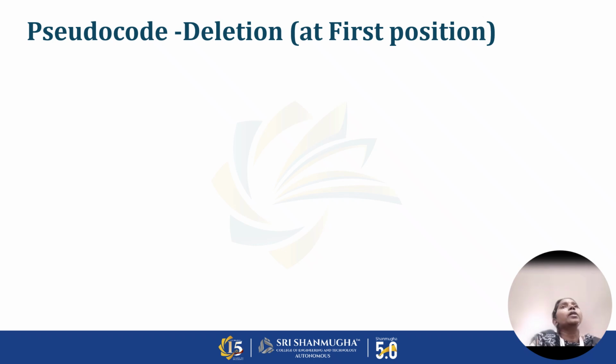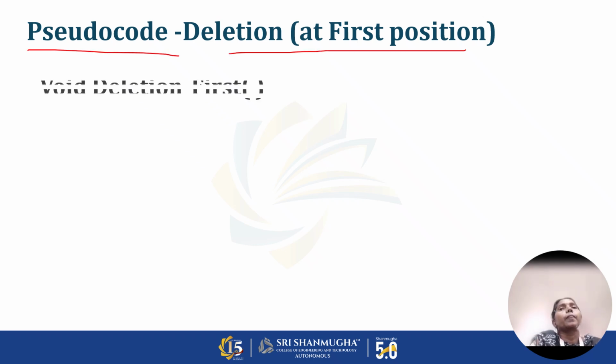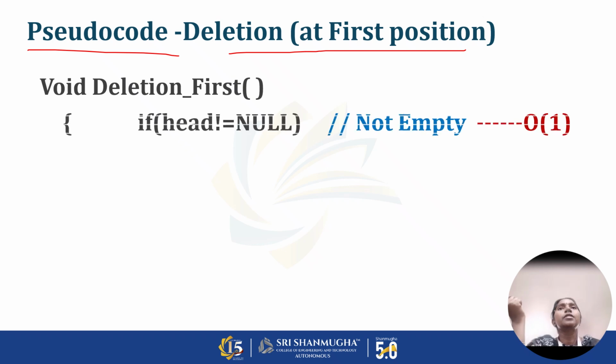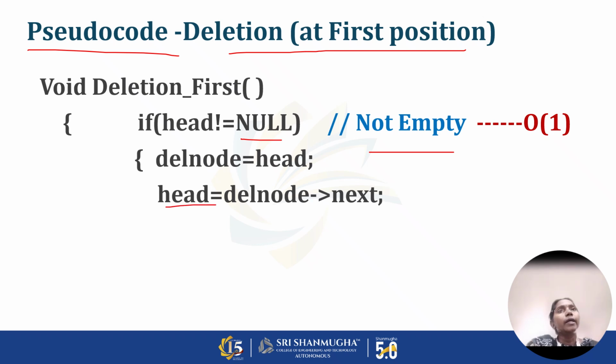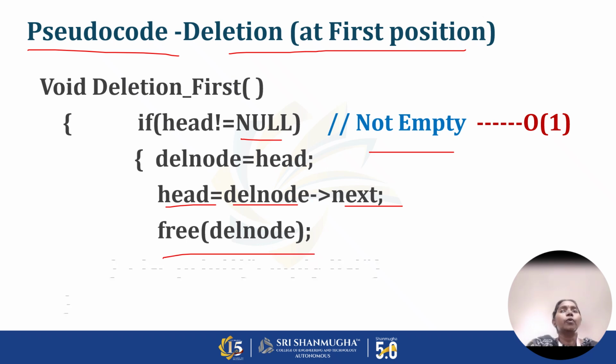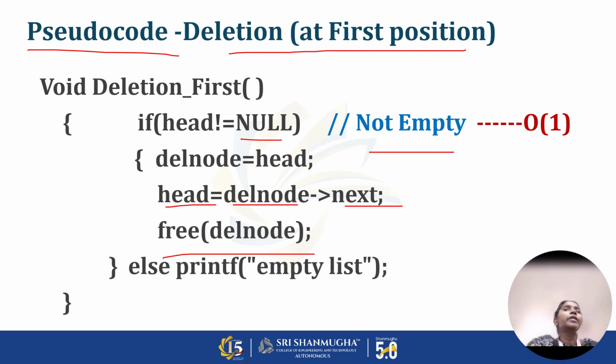Now the C pseudocode for deletion at the first position: void deletion first. If head is not null, that means the list is not empty. So del node is head, head becomes del node's next, and free del node. Else, print empty list.